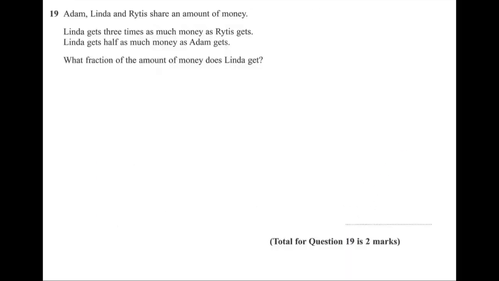Question 19. Adam, Linda and Retes share an amount of money. Linda gets 3 times as much money as Retes gets. Linda gets half as much money as Adam gets. What fraction of the amount of money does Linda get? First thing I'm going to do, I'm going to label Adam as A, Linda as L, and Retes as R.